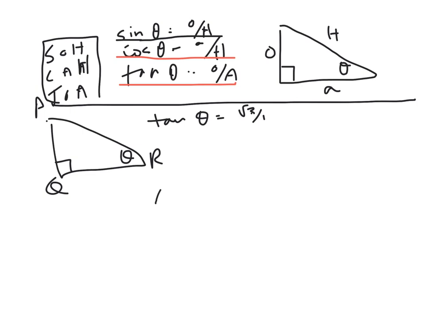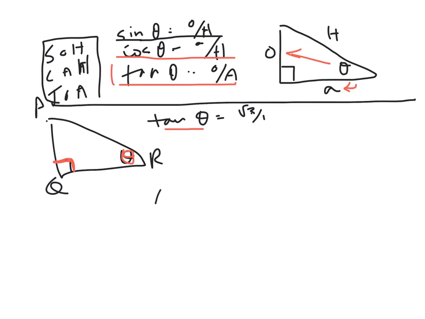In a right angle triangle, the hypotenuse is the side across from the right angle. The opposite is the length of the side opposite the angle, and the adjacent is the side beside the angle. Okay, so in your example here, PQR, we know it's a right angle triangle because they told you that. And they said this angle here is theta, and that the tangent of theta is equal to root 3 over 1.